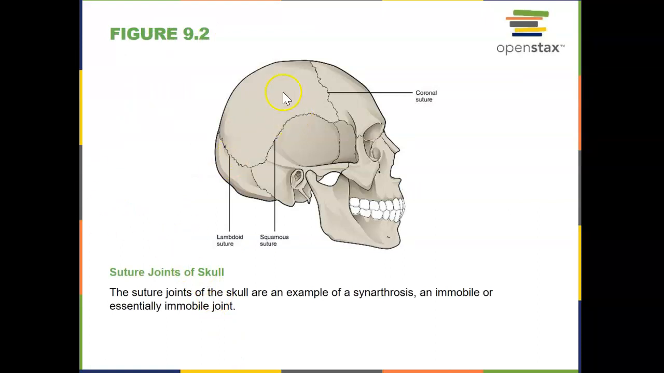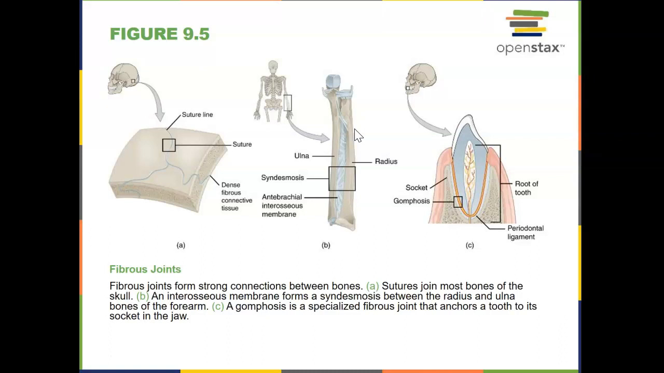So here's an example of the sutures. The sutures are a type of fibrous joint, and you can see the coronal, the squamous, the lambdoid suture. Each one of these you should know for exam number 2. The sutures are joints where you have two bones coming together and they're held together with fibrous connective tissue. They're essentially immovable, although they can take a little bit of pressure, and the skull can move a little bit based on the structure of this joint.